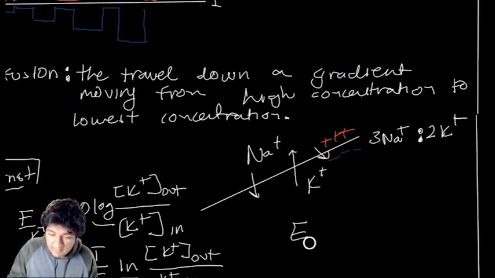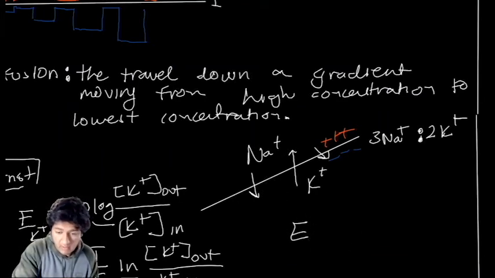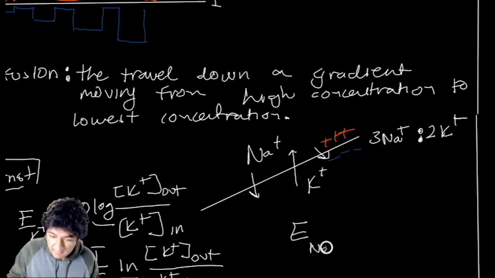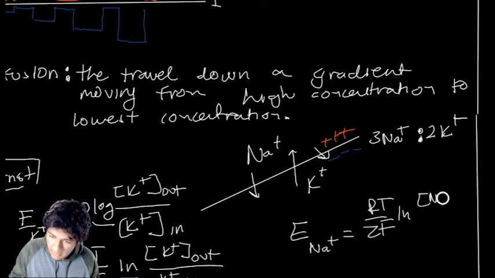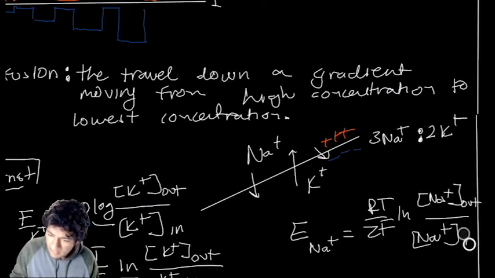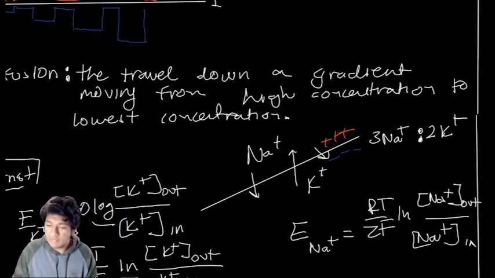It's going to be very similar. It's just going to be E of Na+ equals RT over ZF ln [Na+] out over [Na+] in. And I'll just once again review some of the symbols that are used here.